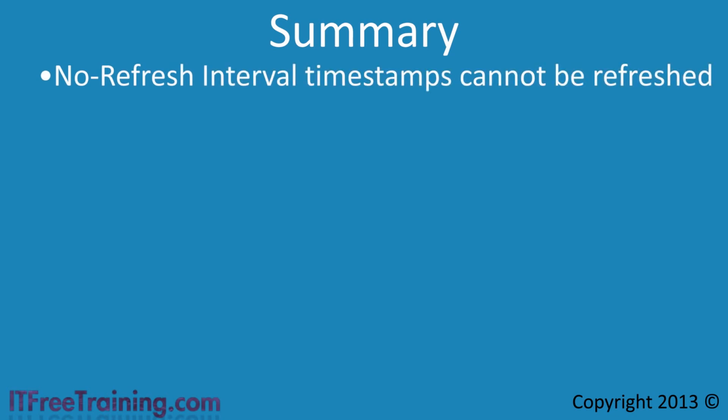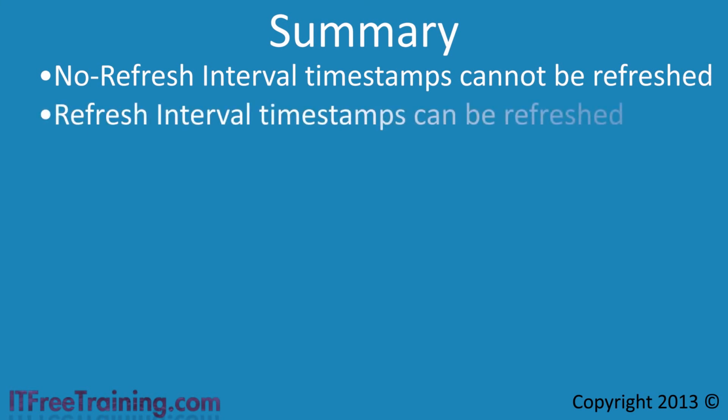There has been a lot covered in this video, so I will now go through a quick summary of the major points. The first point is that during the no refresh interval, the timestamp for the record cannot be updated or refreshed by itself. If other information in the DNS record was changed, for example, if the IP address of the client were to change, the DNS record can be updated. The refresh interval timestamp is when the timestamp can be updated and does not require anything else to be changed.